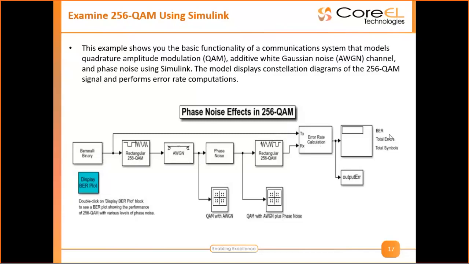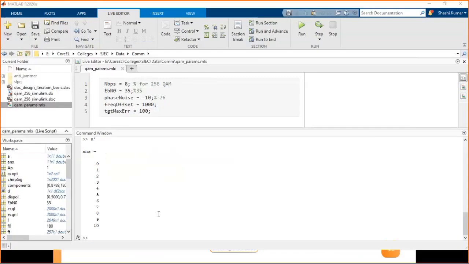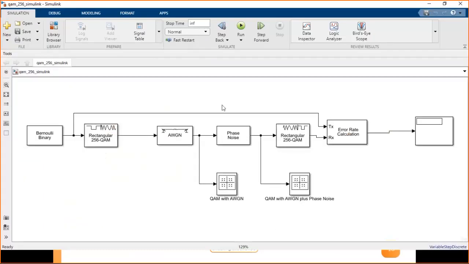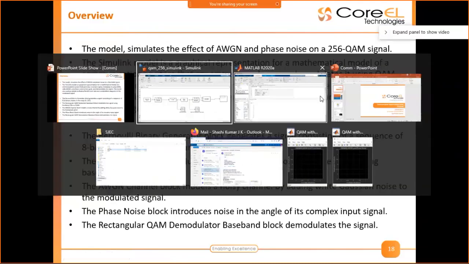I'll be getting three outputs here: the bit error rate, the total number of errors observed, and how many symbols were compared. These are the three outputs I'll get from this block. Let's see how we can model these systems. This is the model I have here. You can also build the same example in your system. If anybody is working on the examples along with me, you can go to MathWorks.